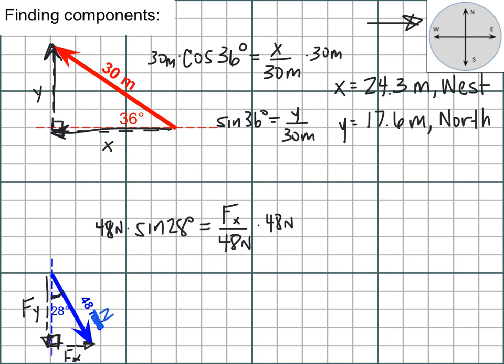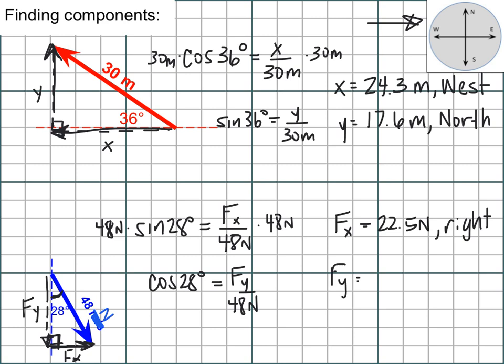This is telling me that my F sub x has a value of 22.5 newtons. And again, if I look back at my picture, that was pointing to the right. So I'll just label it to the right. And then my F sub y is going to be pointing down. That is going to involve the cosine. With components, you're usually going to be using sine for one and cosine for the other. It's the usual way of setting it up. Again, I'm going to multiply both sides by 48. 48 times the cosine of 28 is 42.4. And again, from my picture, I can see that that is pointing down.